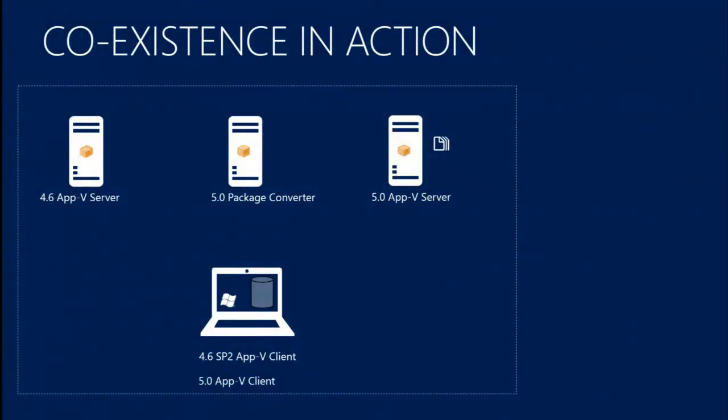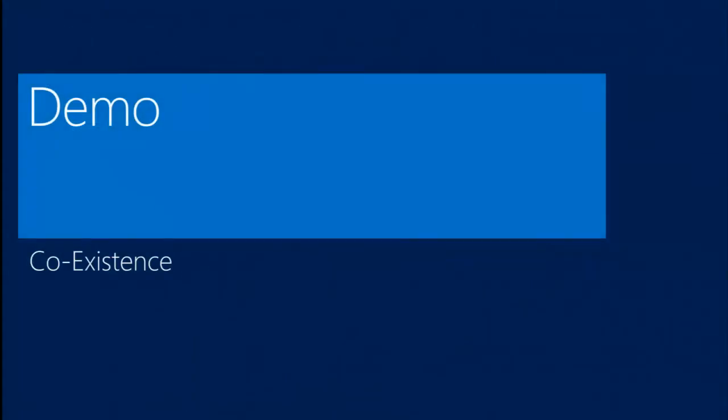Now, if we look at the big picture of this, it's a pure client configuration. You don't have to do anything on the server. You don't have to do anything in any other place. It all happens on the client. So the client has to be in what we call migration mode, and the packages have to be converted. We'll talk about that in just a second. But you can use it with any type of infrastructure that you have. All right, so let's take a look at this.